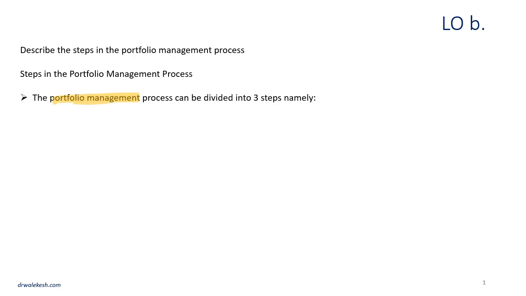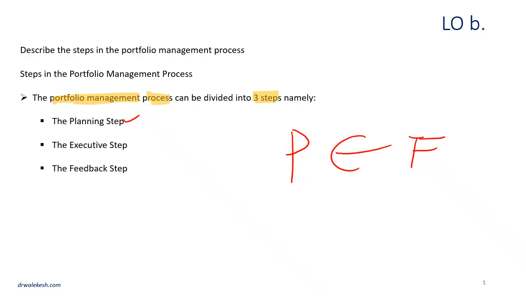The portfolio management process can be divided into 3 steps. I remember with PEF: the planning step, the execution step, and the feedback step. Let's get started with the planning step.